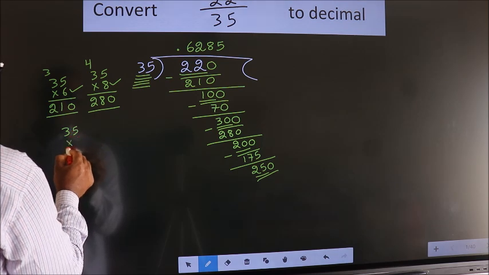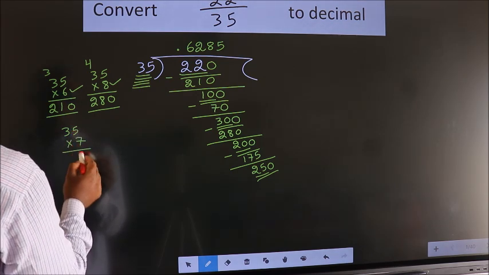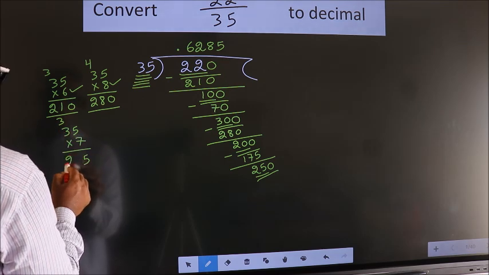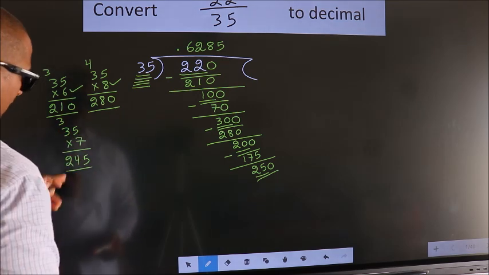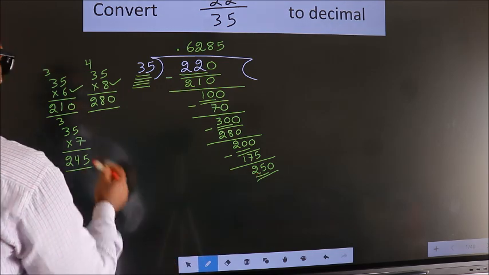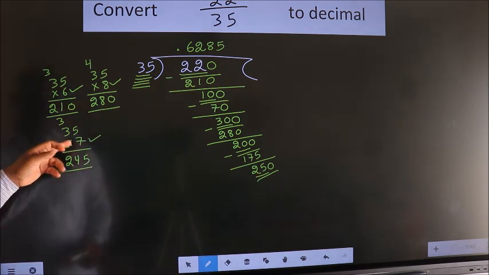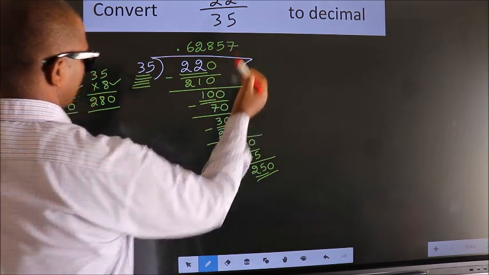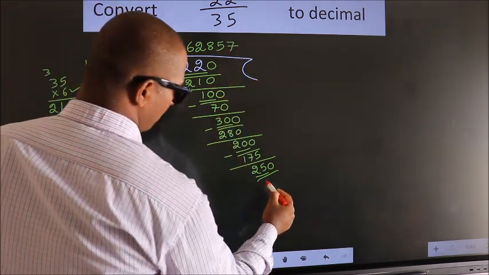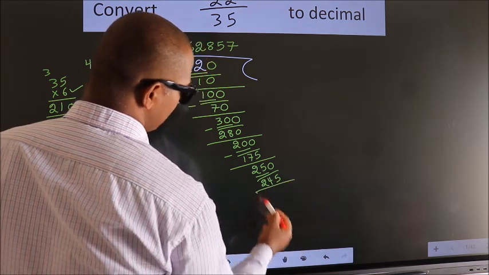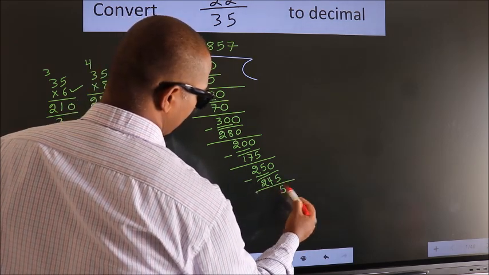So 35 7 times: 7 5s 35, 5; 7 3s 21 plus 3, 24. So 245 is close to 250. So we should go with 7 times. So 35 7 times, 245. Now we subtract, we get 5.